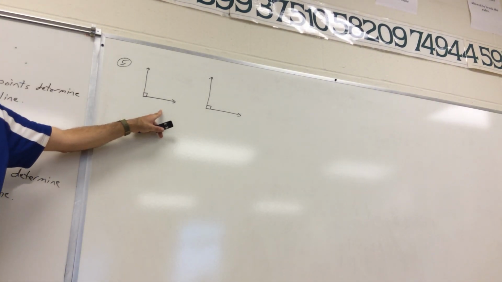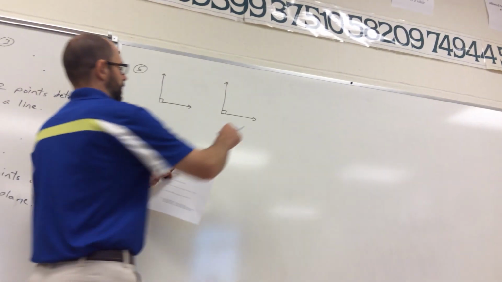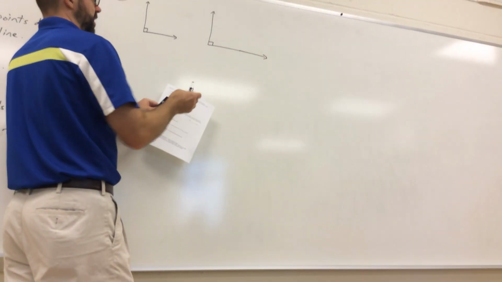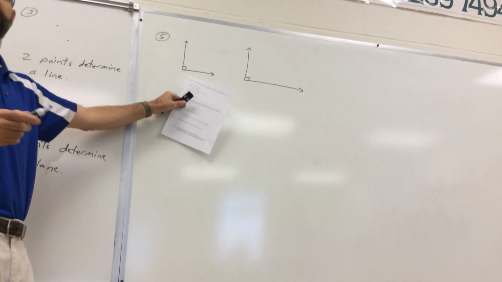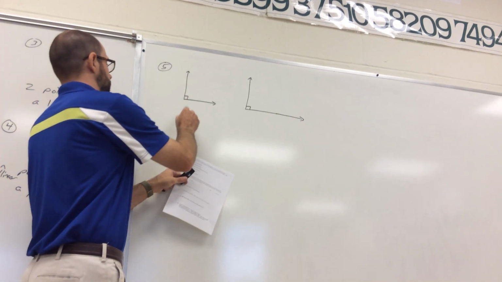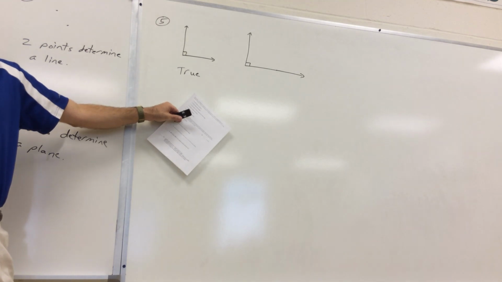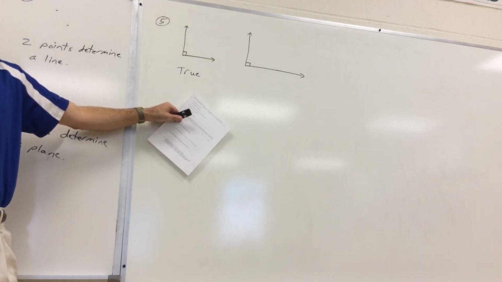Is it possible to draw different right angles that are different sizes? I mean, some people think, if you extend this out, it makes it a different size, but it's still 90 degrees. Okay, so it is true that all right angles are congruent, because it's not possible to draw 2 90-degree angles that are different sizes. Okay, so number 5 is true.